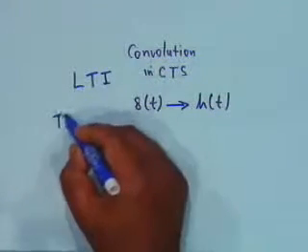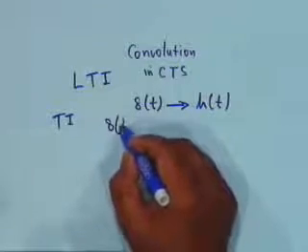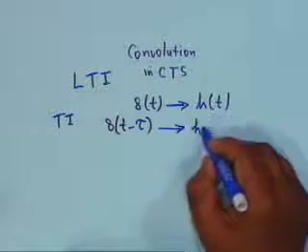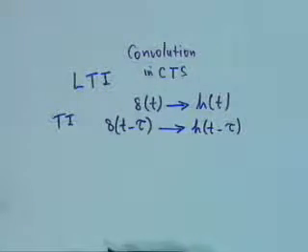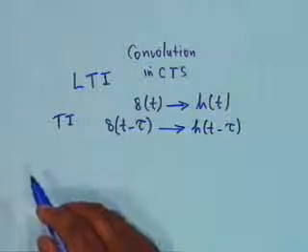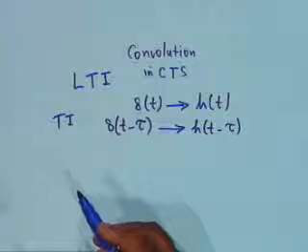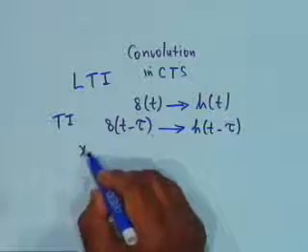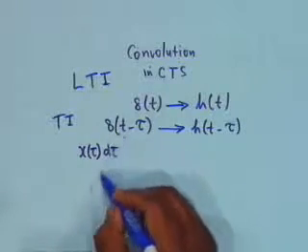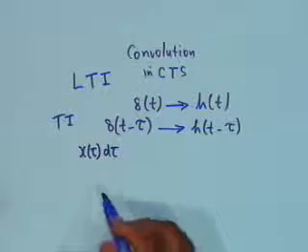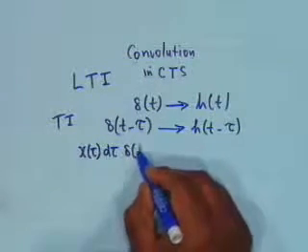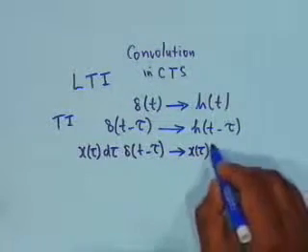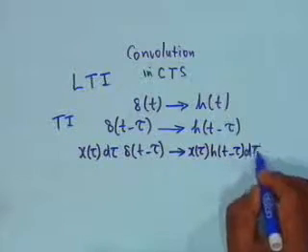Then, because of time invariance, if the input is shifted by tau, delta t minus tau, then the output should also be shifted by the same amount, h of t minus tau. This is a consequence of time invariance. Then we bring the linearity into consideration. We multiply both sides by a constant x of tau d tau, and therefore we get delta t minus tau should lead to x of tau h t minus tau d tau.